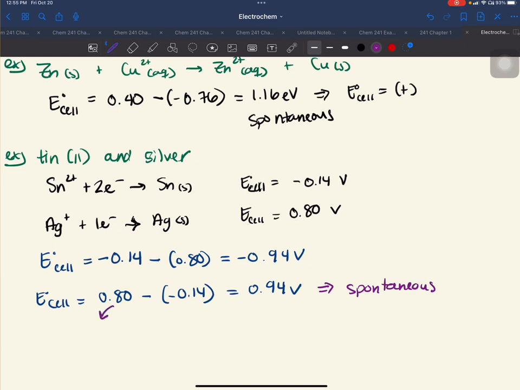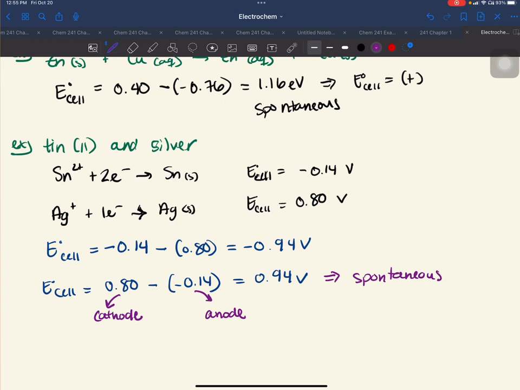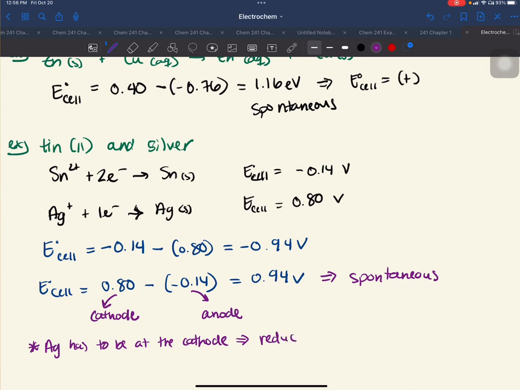And since I know the first number represents the cathode and the second number represents the anode, this tells me what is being oxidized and what is being reduced in this process. So I look at the equation and I can find silver is 0.8, so that means silver has to be at the cathode in order to get a positive number. So silver is going to be reduced, and that also means that silver is the oxidizing agent. Now, in order to get a positive number, tin has to be at the anode. So that tells me that the tin is oxidized. That also tells me that tin is the reducing agent.